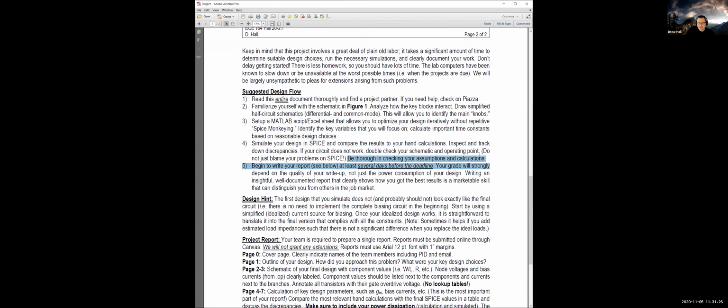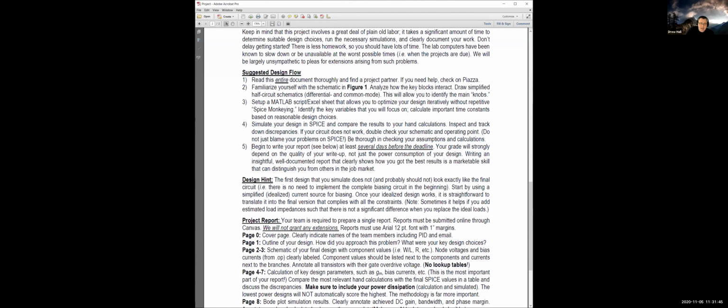I can't stress this enough: we have to get a working design. And I will say that in the past, almost everybody over the course of nearly 10 years of teaching this course has been able to get this to work. It does take quite a bit of time to get it to work, though.